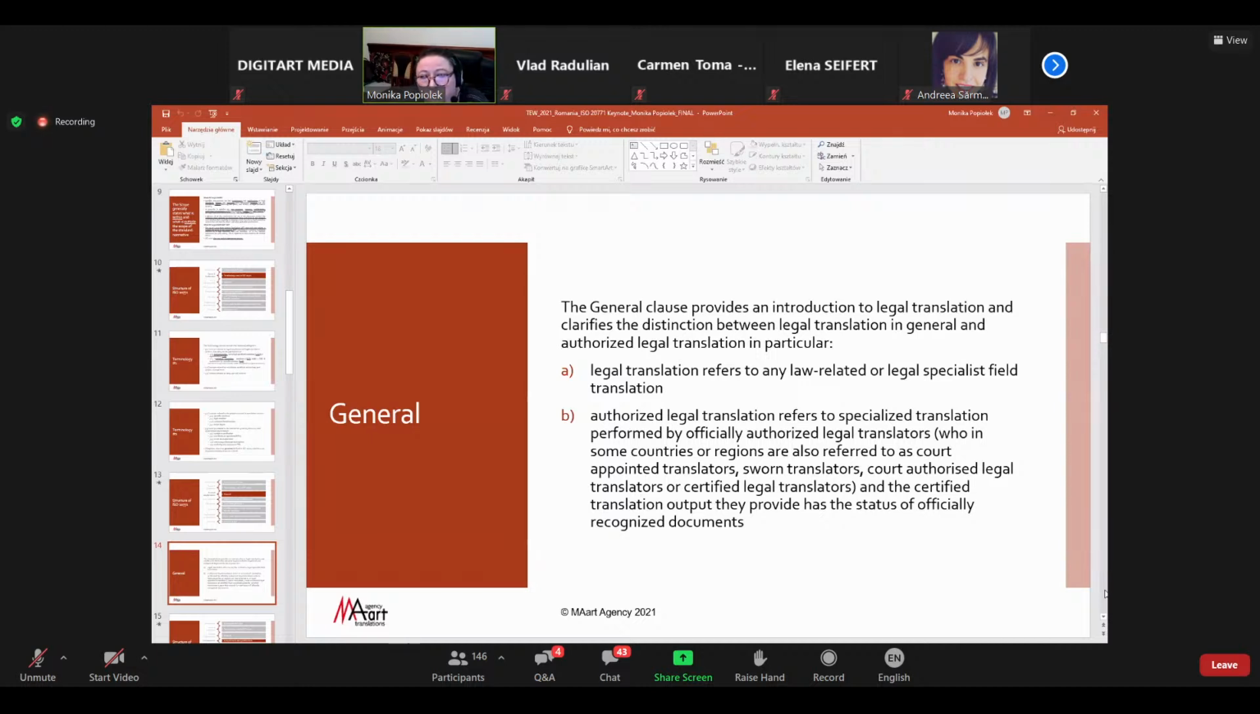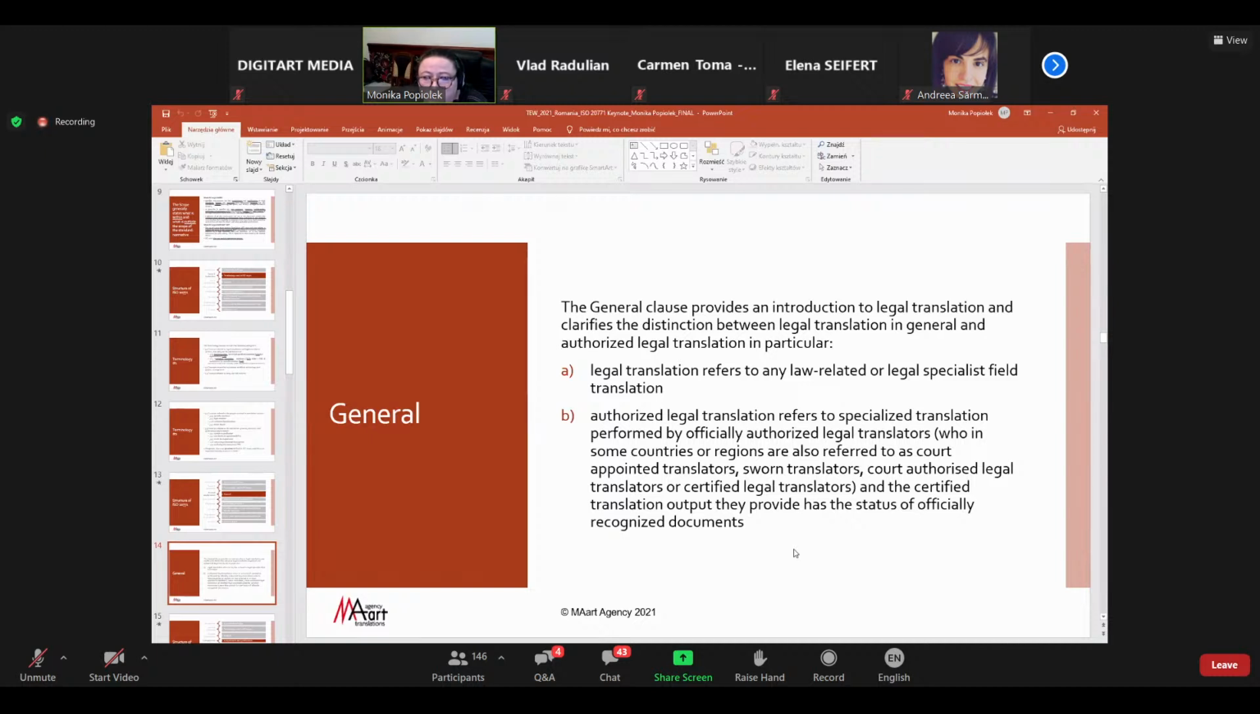In countries where authorized legal translation is extremely regulated, there was a fear that because of the standard, this category of authorized legal translators would become watered down within all of those concepts. So we have clearly stated here what is general or generic legal translation and what happens when it's done by an authorized legal translator.